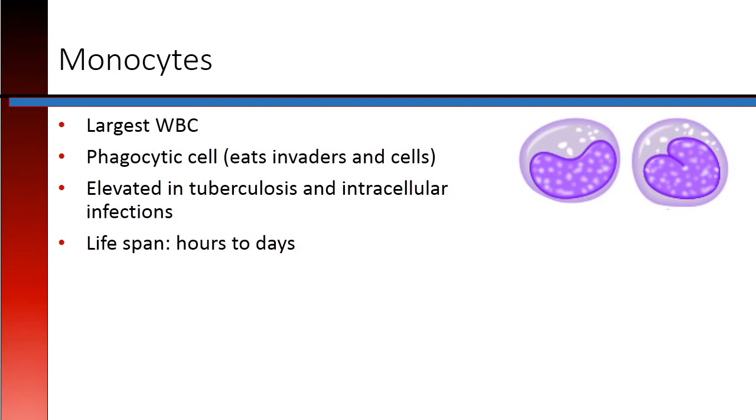Monocytes. Monocytes are the largest white blood cell. They're also phagocytic cells, which means that they eat cells and invaders. Monocytes are generally elevated in tuberculosis and intracellular infections, and their lifespan is between hours and days.